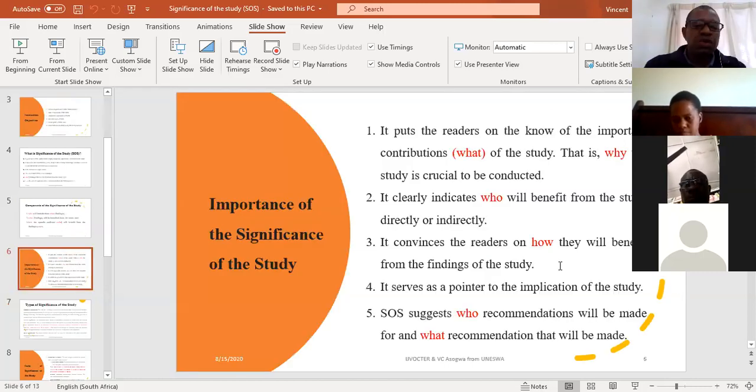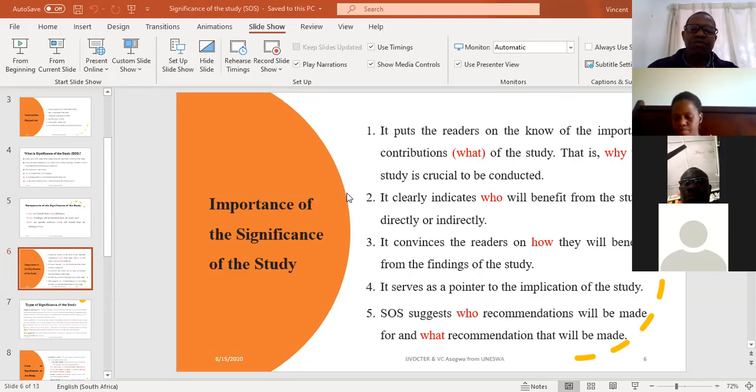Now, we are going to look at the importance of significance of the study. Why is significance of the study important in a study? Why do we always emphasize the significance of the study in our research findings, in our projects, in our dissertations and theses? It puts the reader on the know of the importance contribution of the study. From the significance of the study, you will be able to tell the readers what will be benefited from this study, what will be found out from this study, and why the study is crucial to be conducted. It also indicates who will benefit from that study, directly or indirectly. There are people who will benefit from the study directly or indirectly. We are going to see that.